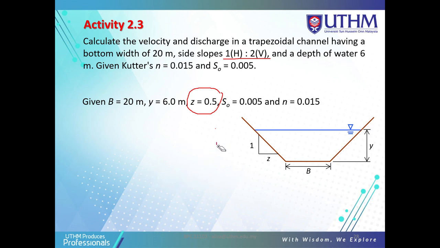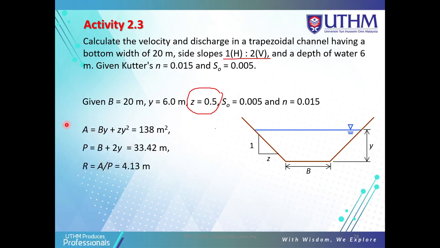calculate the area of the channel. Calculate the area of the channel using the trapezoidal formula, B times y plus z y squared. You get 138 meter squared. Then for the wetted perimeter P, using the formula given in the table in chapter 1, you get 33.42 meter. And for the hydraulic radius R, you get 4.13.